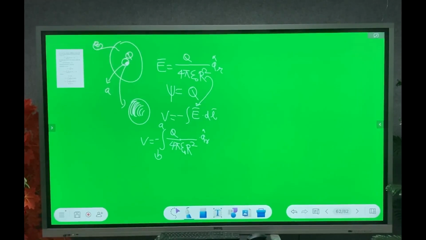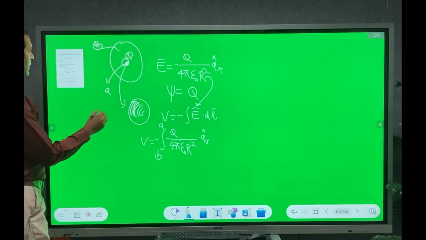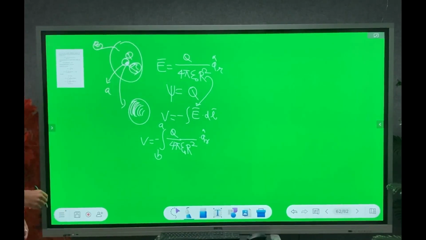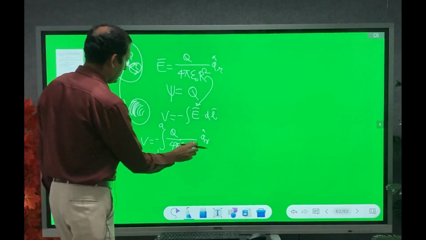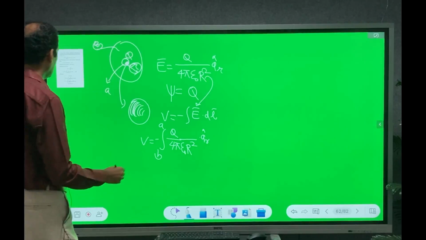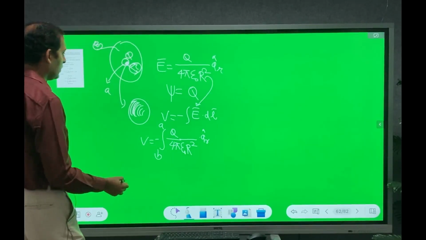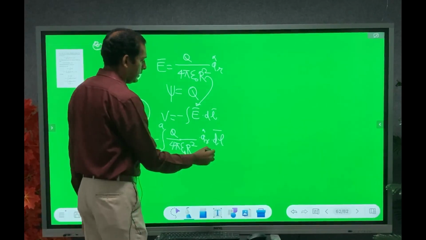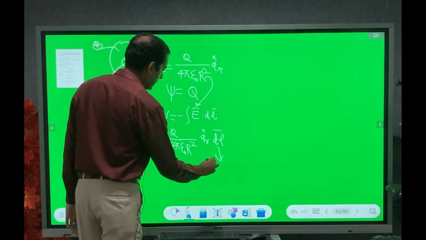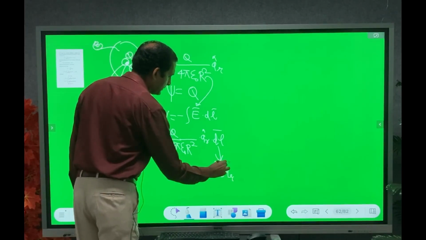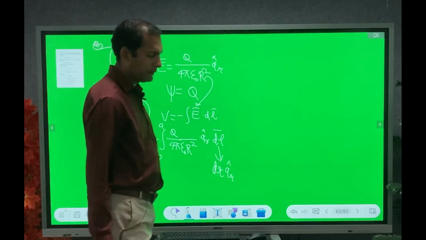Now what is the differential length? Differential length here is directly related with the radius of the sphere. So what we can say? Along with q we have this differential length dl. This dl is nothing but dr ar cap.